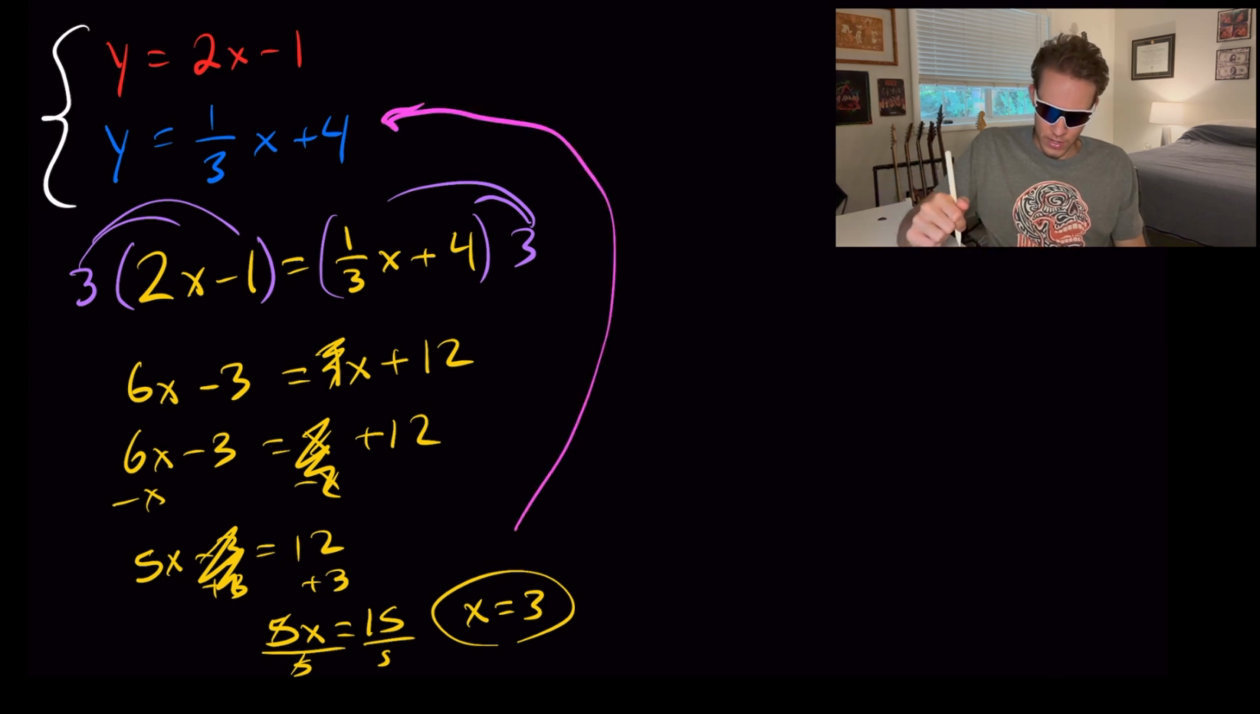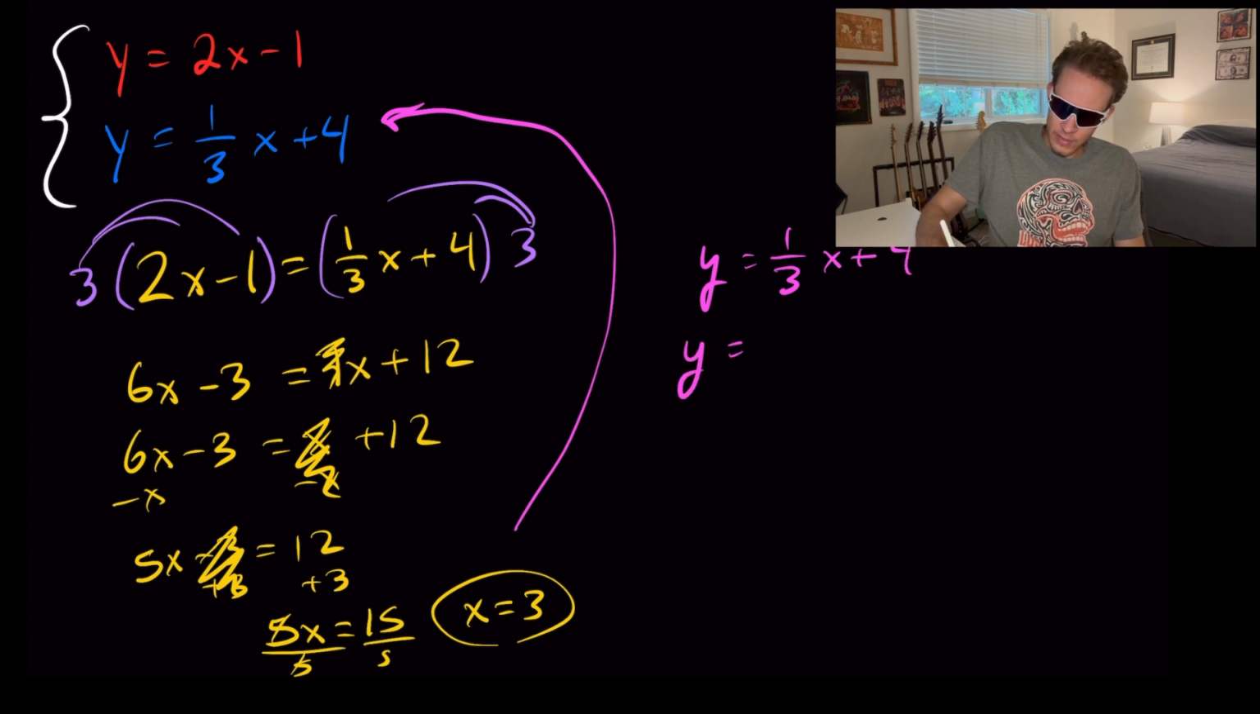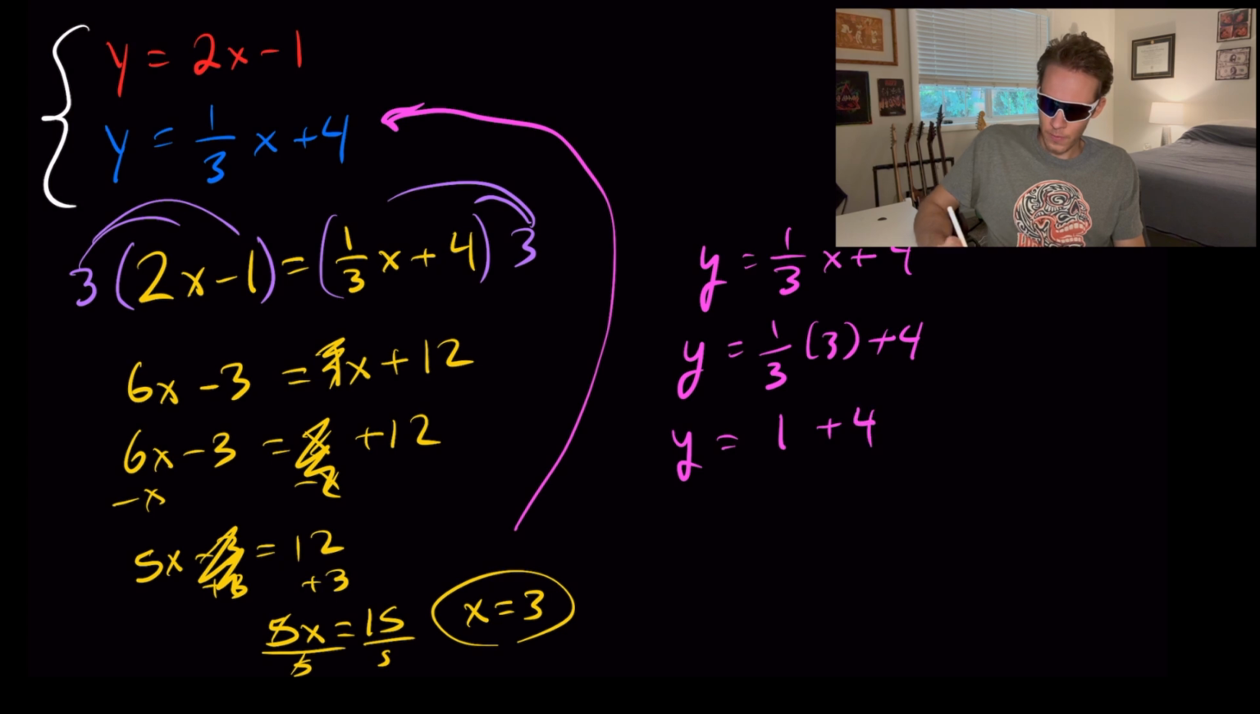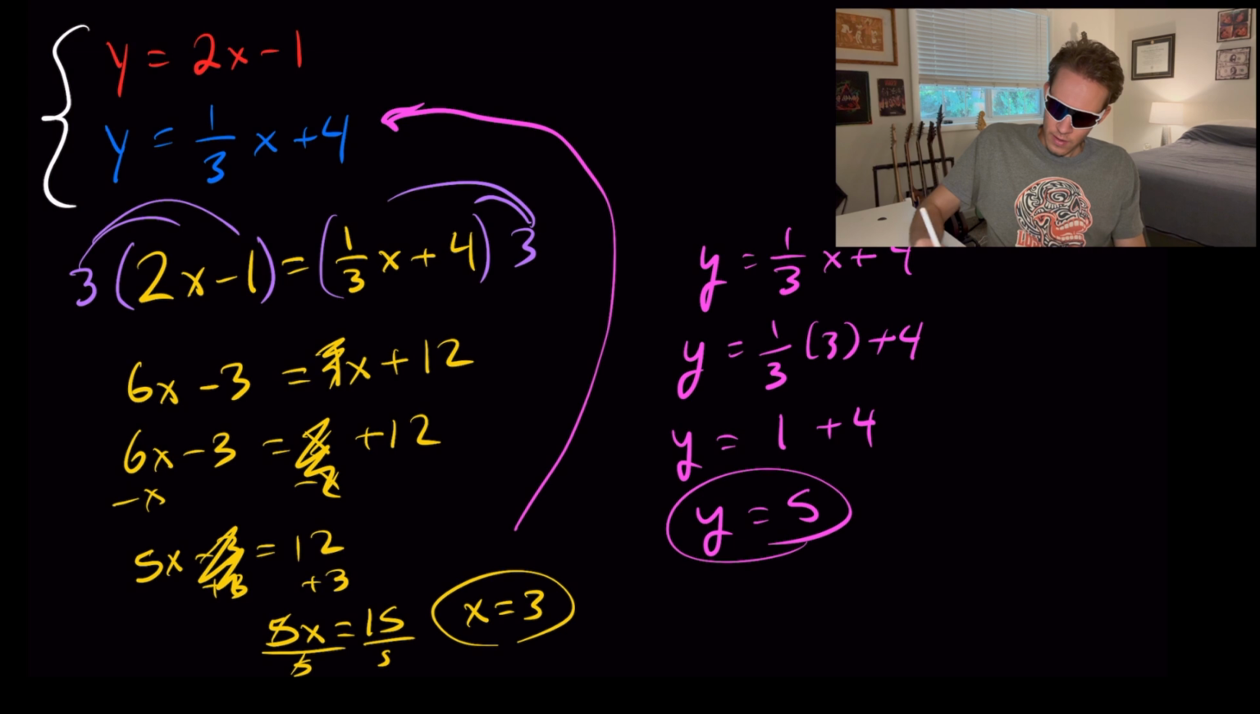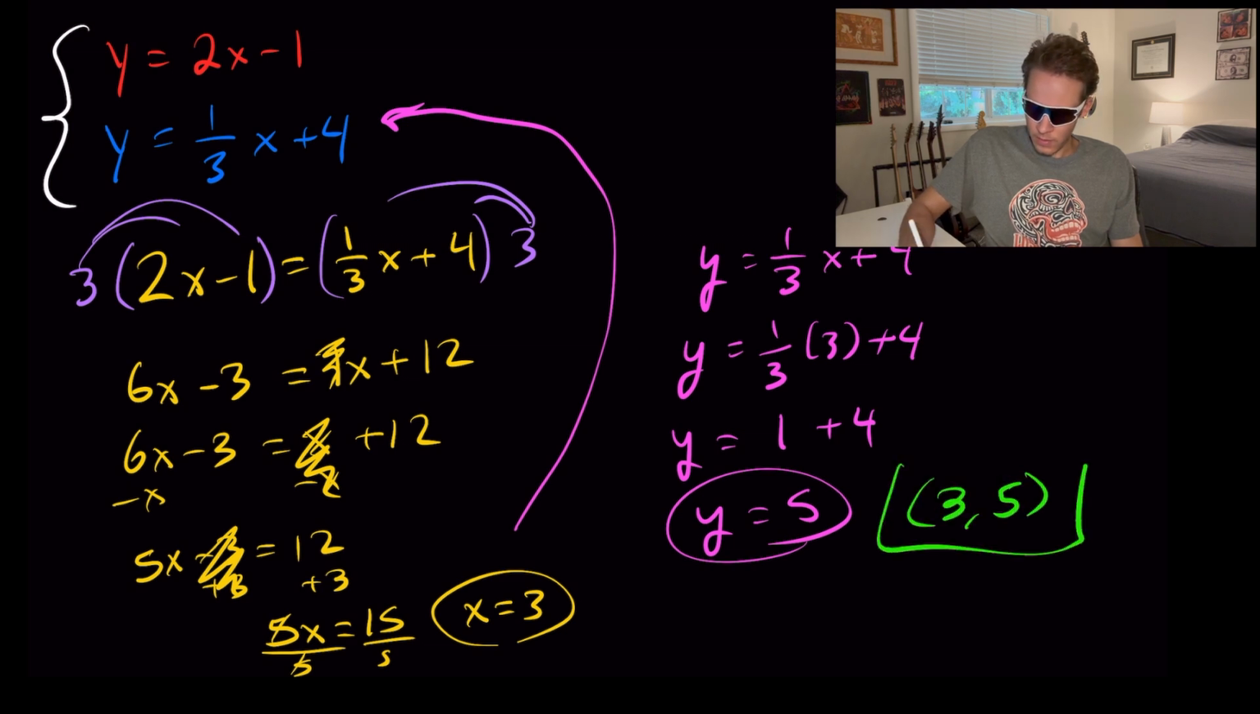Again, to figure out what y is going to be, just plug that value of x into either one of those equations. I'll plug it into the bottom one. I'll go y is equal to 1/3 x plus 4. Instead of x, I'm going to put a 3 there. 1/3 times 3 is 1, so we'll have y is equal to 1 plus 4. And then 1 plus 4 is 5, so y is equal to 5. The point where these two lines intersect, or the solution to this system of linear equations, is going to be 3, 5.